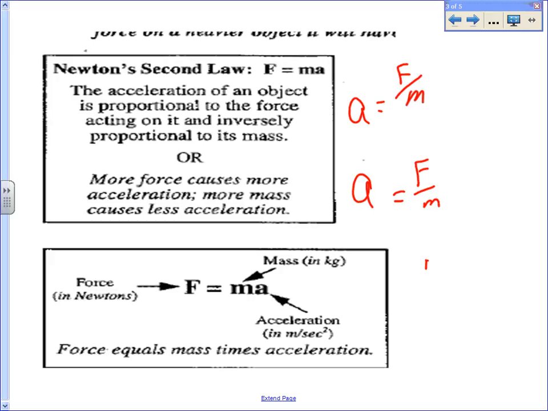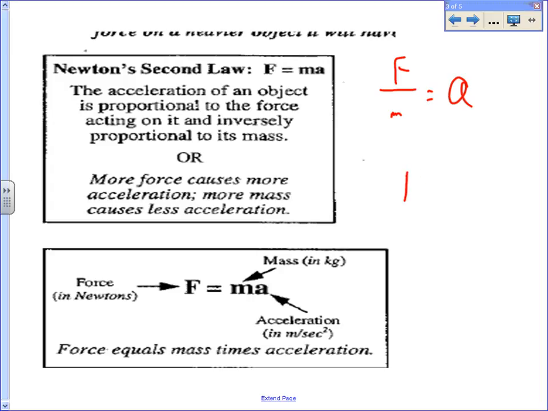If we have a small force over mass, we're going to have a little a. And that makes sense. The bigger the force, the more acceleration we're going to have. And it's inversely proportional to the mass. That means that if we have a force divided by a small mass, we're going to have a large a. If we have a force applied to a large mass, we're going to have a smaller a. And that's the concept behind this.